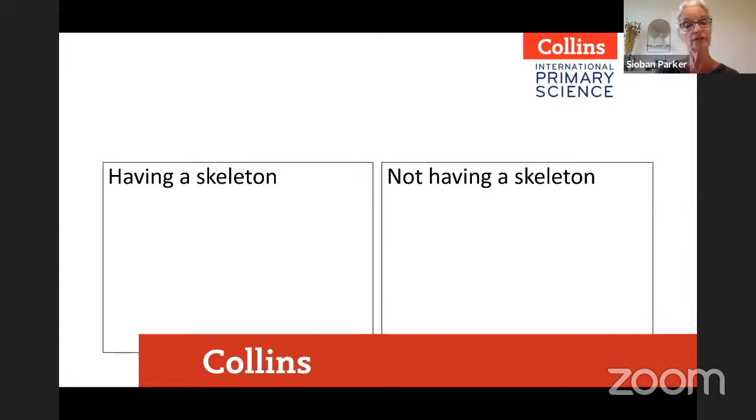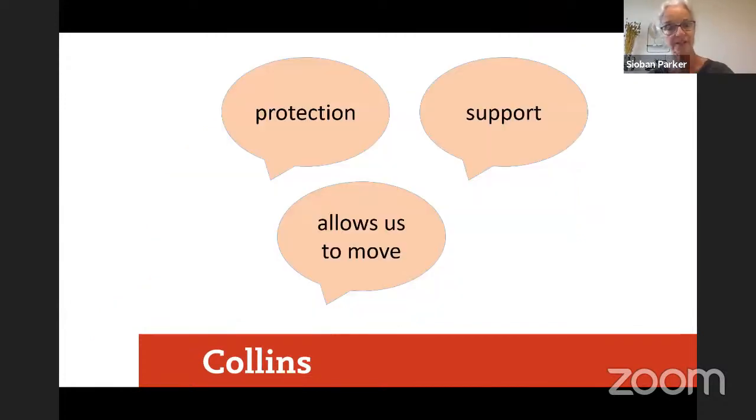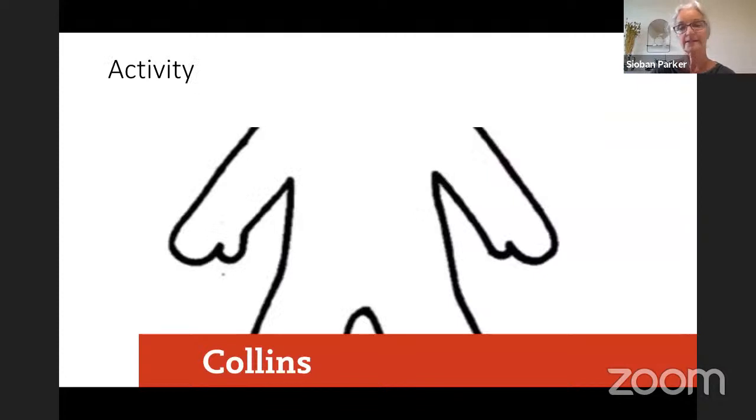Okay, and you could have it tabulated like this: having a skeleton, not having a skeleton. My next question would be to them, what advantages does having a skeleton give us? I would be eliciting from my learners protection, support, and allows us to move. I'll be giving them time to process that information.